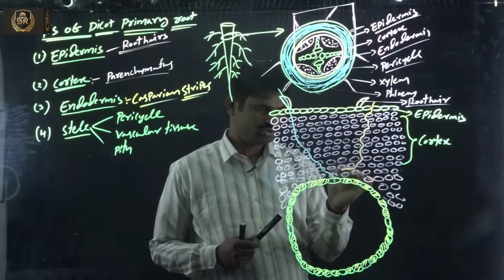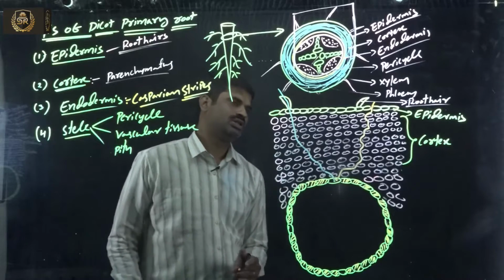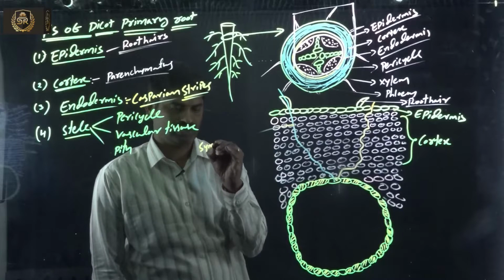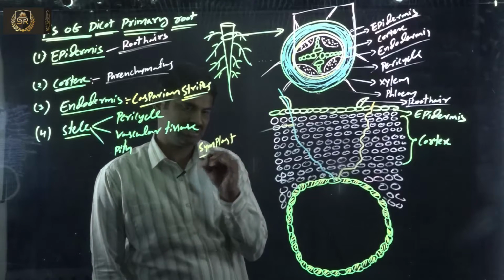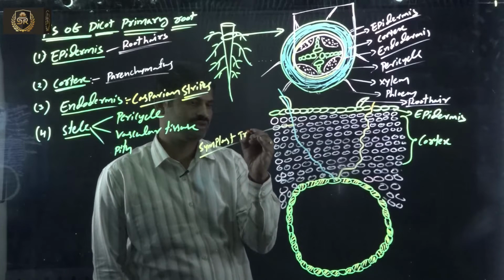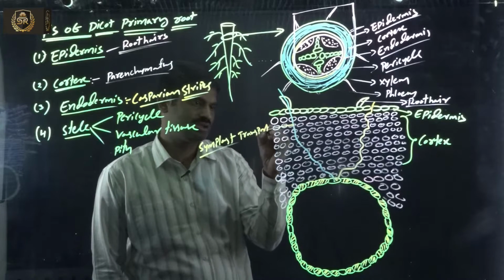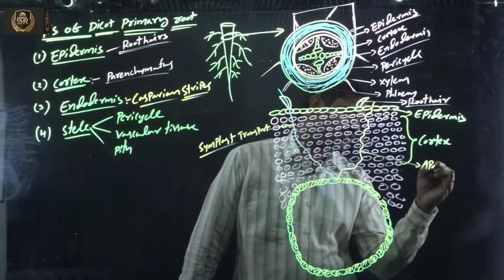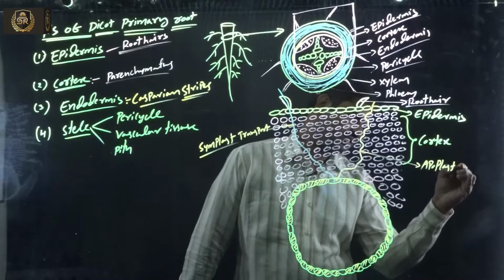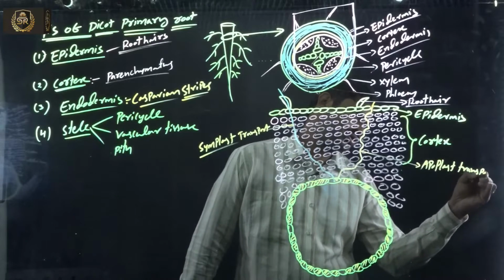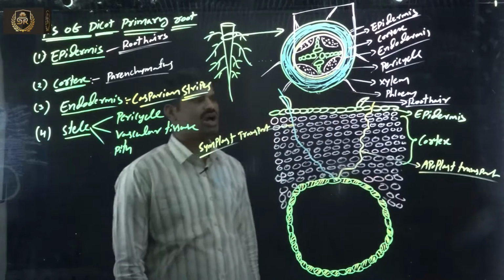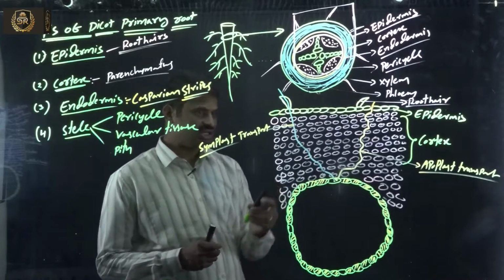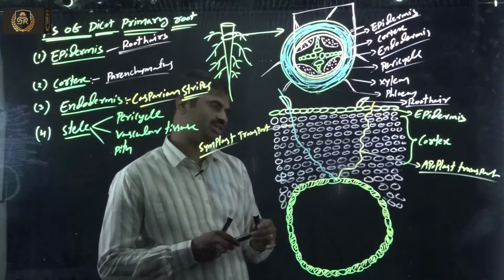Apoplast transport. This is symplast transport. This one is called apoplast. Apoplast transport is non-living transport, outside the cell. Symplast transport is inside the cell transport. This is called symplast transport.